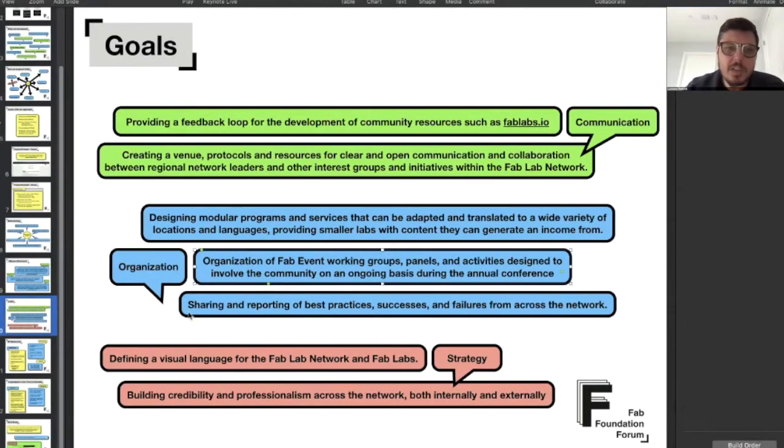And then the last part is the strategy side: how can we lend the Fab Foundation's standing to some of the smaller labs so that they can get access to funding that maybe they're not getting right now, or the opportunity to work with organizations that now may be scared to work with them because they are just one small player? We want to be able to support them in that. But again, these are the three main areas of focus.